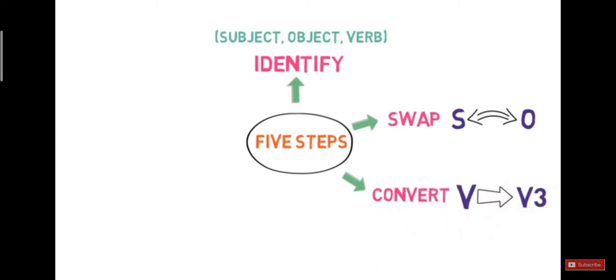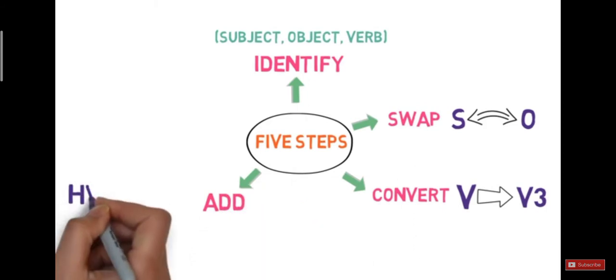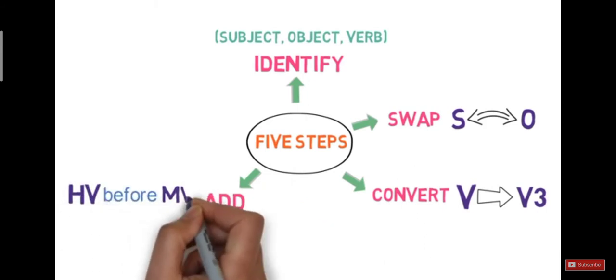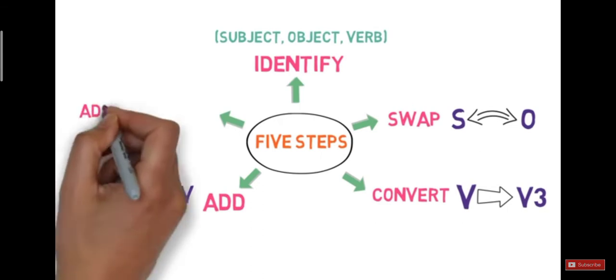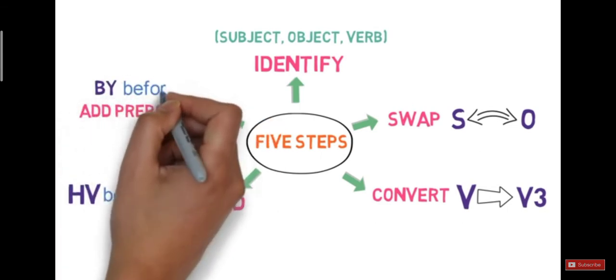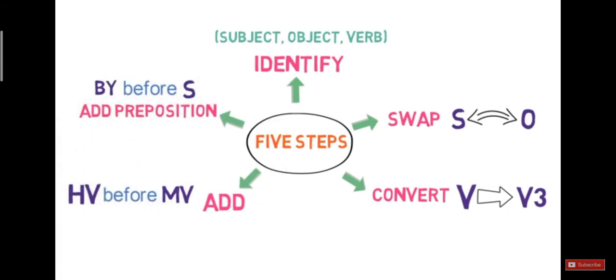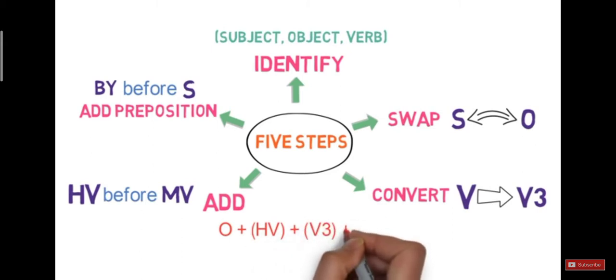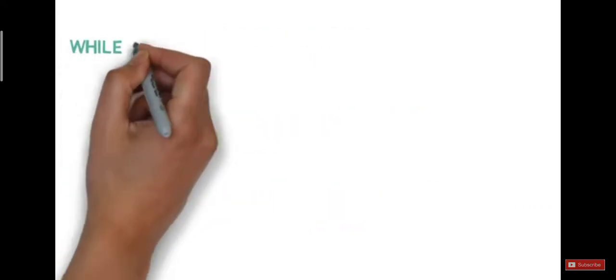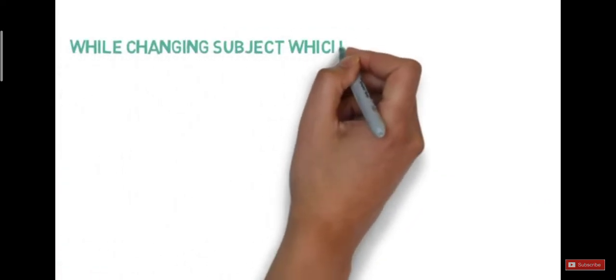Now the third step is conversion: verb into verb's third form. If the verb is in the first form, it becomes the third form; if the verb is in the second form, then the third form; if the verb is in the third form, then also in the passive voice, the verb will change into verb's third form. And we have to always use the preposition by before the subject in passive voice. And then we have to add a helping verb before the main verb. That is the fifth step.